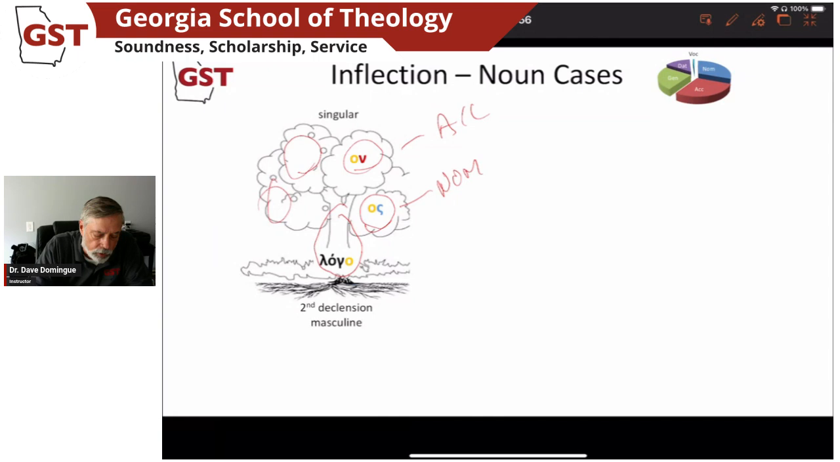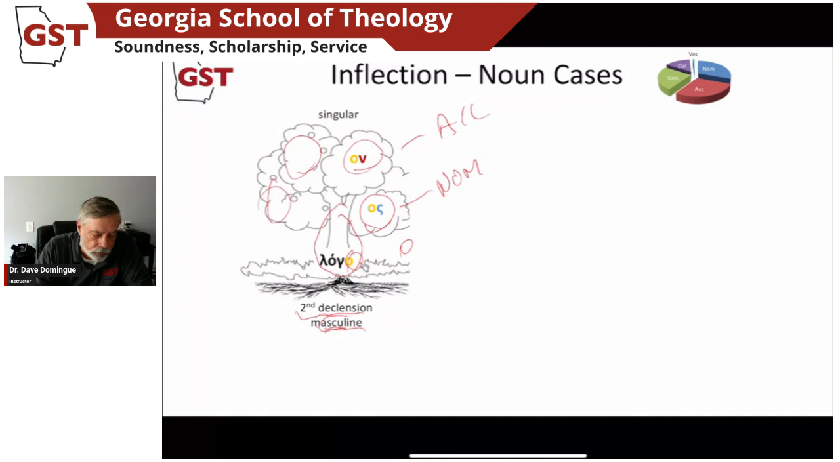All right, and this is referred to as a second declension masculine pattern. So there's a pattern, and we want to follow that pattern for masculine words in the second declension. And what you'll find is second declension will have a connecting vowel of omicron. And let's see if I can get the next slide here.